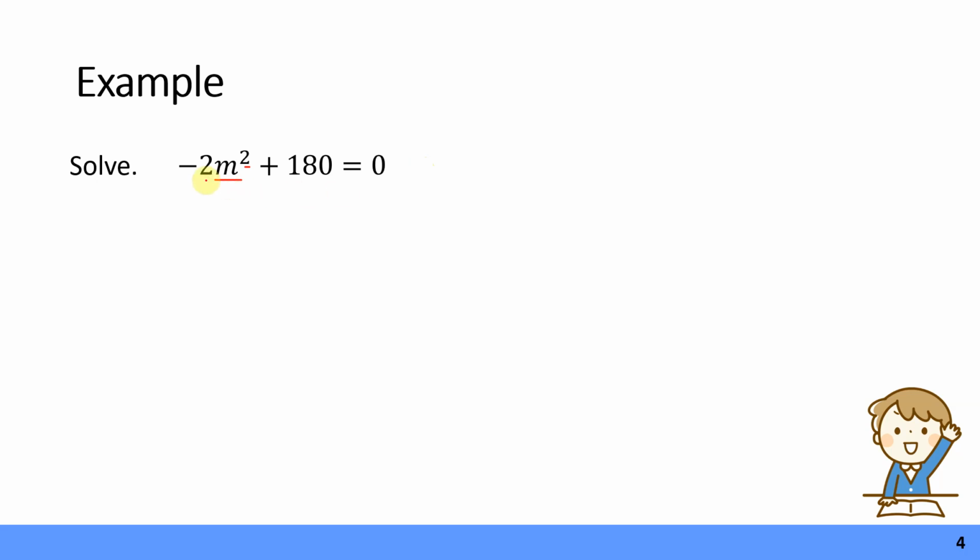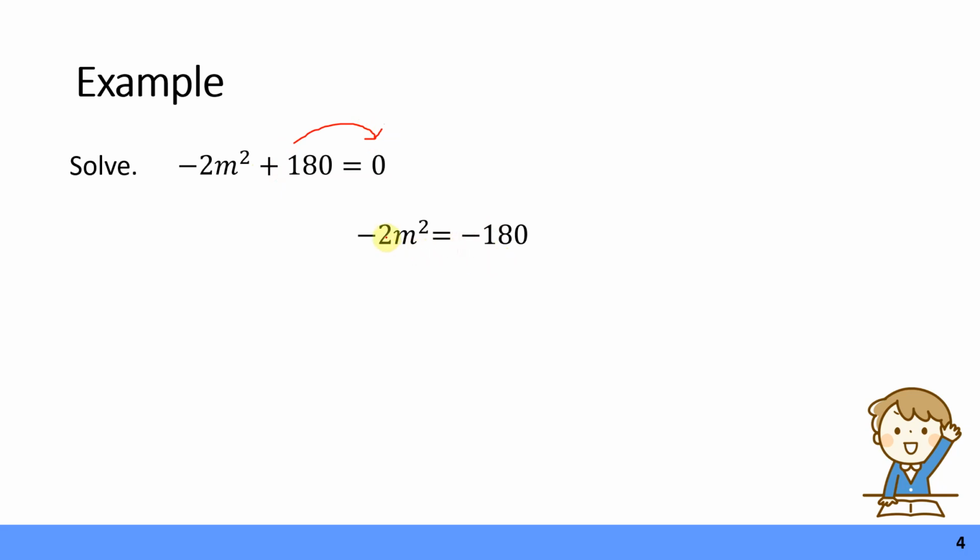So what we're going to do first is isolate the m. We have to leave it by itself. So I'm going to move the 180 to the other side. If I do that, this is what I get. It's a positive 180, so if it goes to the other side, it becomes a negative 180. That's what you do.